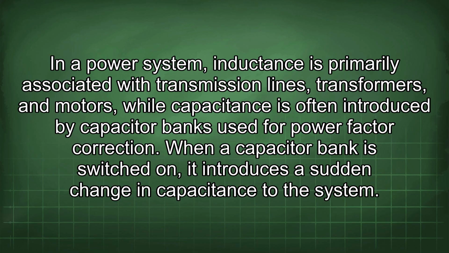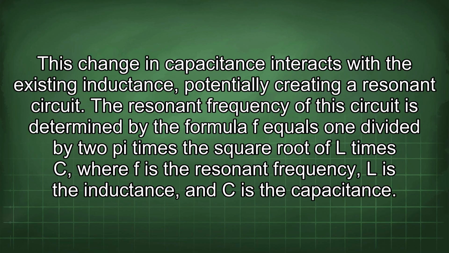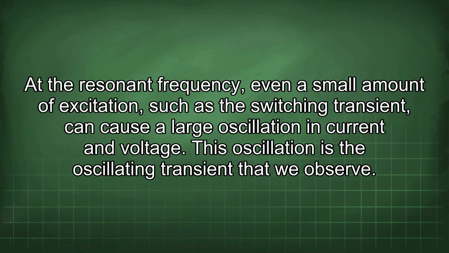When a capacitor bank is switched on, it introduces a sudden change in capacitance to the system. This change in capacitance interacts with the existing inductance, potentially creating a resonant circuit. The resonant frequency of this circuit is determined by the formula f = 1/(2π√(LC)), where f is the resonant frequency, L is the inductance, and C is the capacitance. At the resonant frequency, even a small amount of excitation, such as the switching transient, can cause a large oscillation in current and voltage. This oscillation is the oscillating transient that we observe.